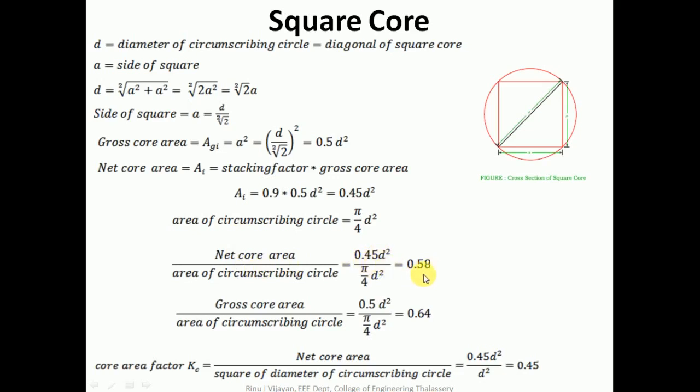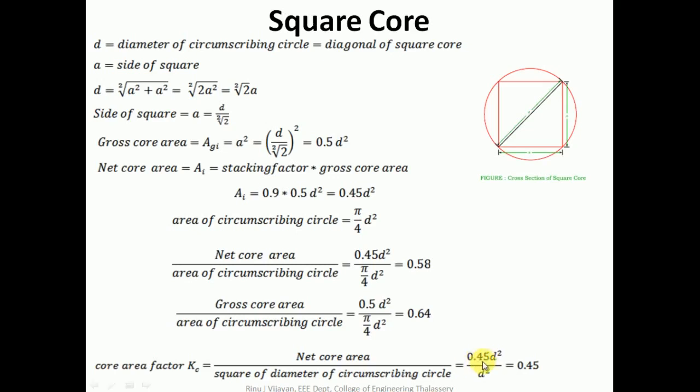and we will be getting the value as 0.58. Similarly, we have to find the ratio of gross core area to the area of circumscribing circle. These two values also we are aware of. So by simply substituting, we will get the value as 0.64. And the last one is core area factor. It is actually defined as the ratio of net core area to the square of diameter of the circumscribing circle.